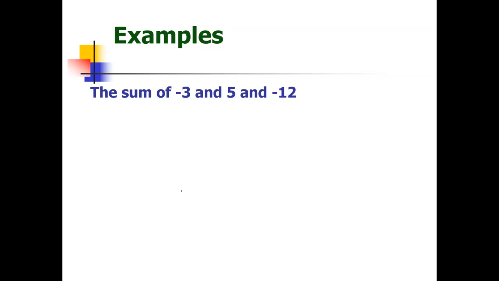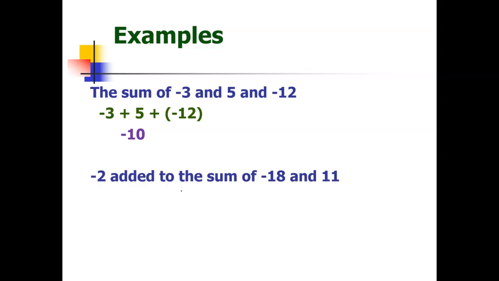Here's our first example. The sum of negative 3, 5 and negative 12. Basically, we're adding all these three numbers. So here I put the parentheses around negative 12, but if you chose not to, it will be completely fine. Negative 3 plus 5 should give you positive 2. Positive 2 and negative 12 should give you negative 10. If you add negative 3 and negative 12 first, just to show you, it will be negative 15. Negative 15 plus 5 will still be negative 10. So in which order you add, it should not matter.